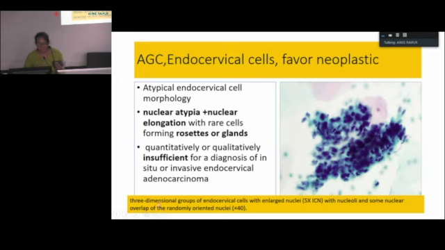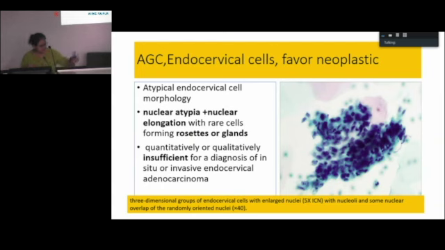So in this picture, you can see three-dimensional groups of endocervical cells with enlarged nuclei. The size of the nuclei is 5 times the size of an intermediate cell nucleus. So in our algorithm, when the nucleus size was more than 5 times, you put it into adenocarcinoma. But because maybe the clusters are less in number, we put it into the category of favor neoplastic, AGC, favor neoplastic.